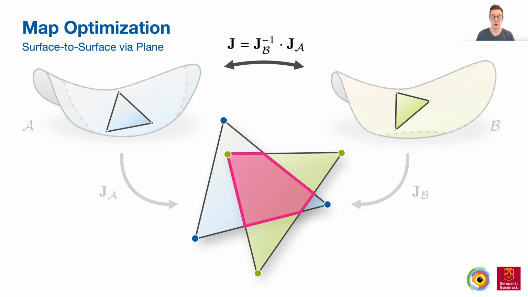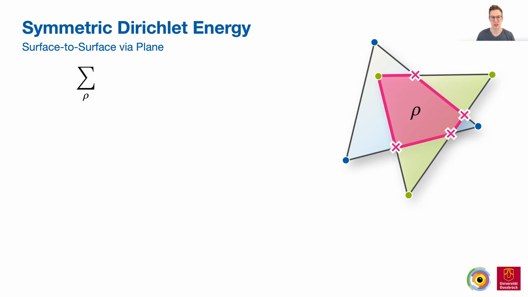But this includes computing all these intersection vertices between edges. And it turns out that we even have to compute these in a differentiable way. And why becomes more clear when we actually write down a distortion measure. So here again, the symmetric Dirichlet energy as an example. So it's a sum over all overlay polygons. We measure stretch in both map directions via the surface-to-surface Jacobian. We can also write that in terms of the individual Jacobians, as seen before.